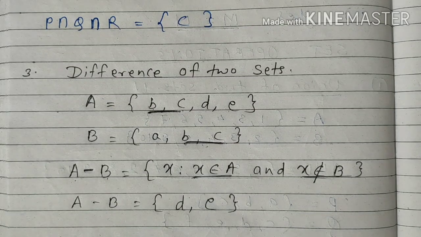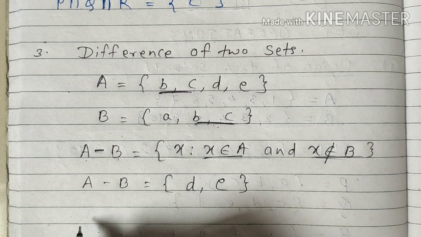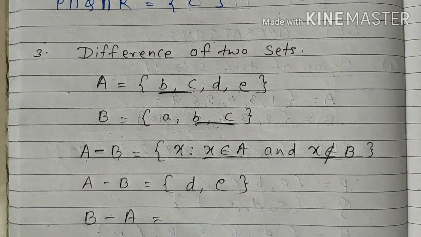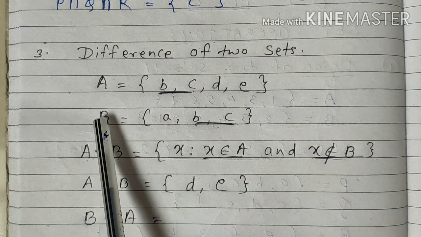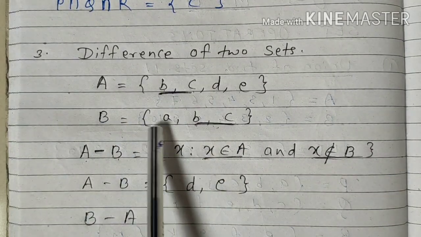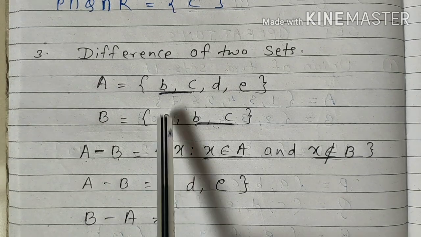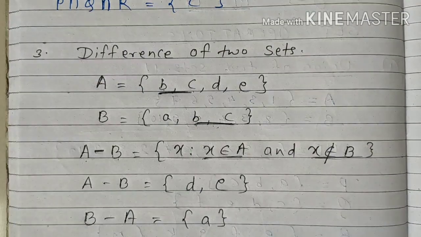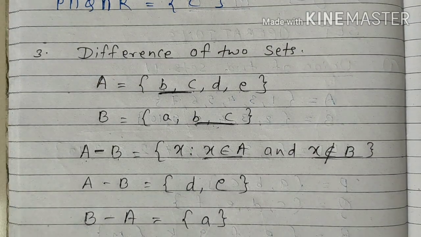Got it? And similarly, if we want to write the inverse of this, that is B difference A. So what does it mean? The elements which are present in B but not present in A. For example, this is in B but not in A, therefore this is it. Understood difference of the two sets? Okay.